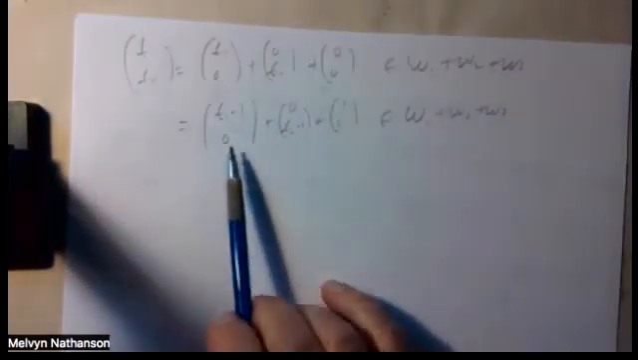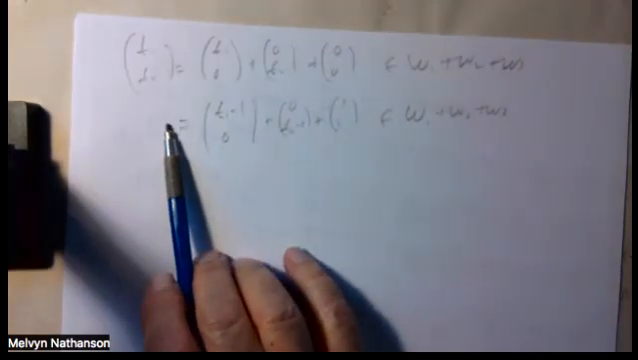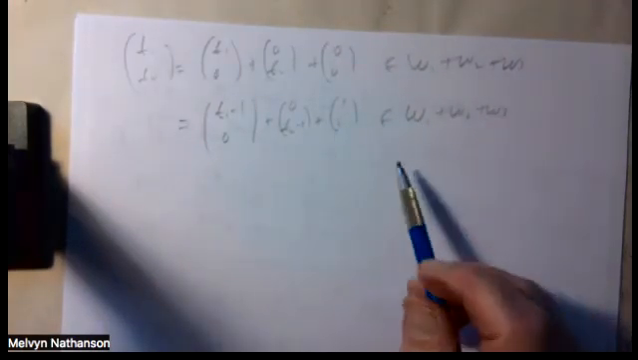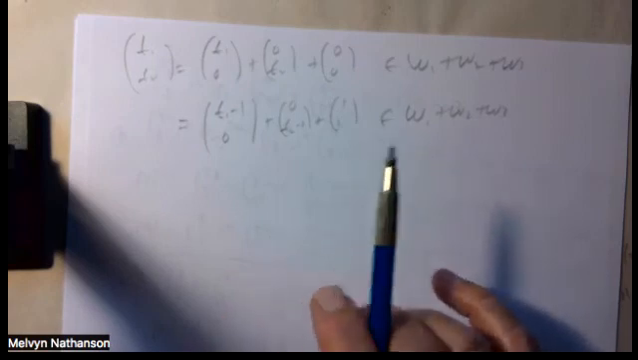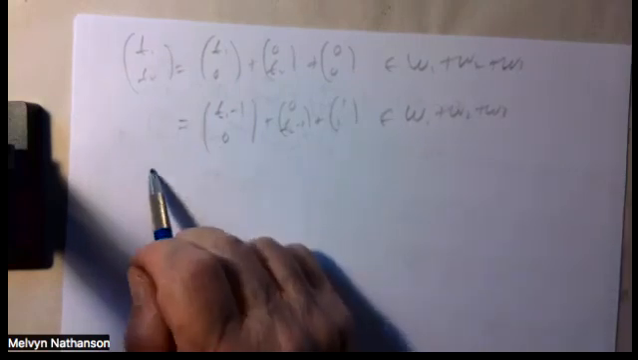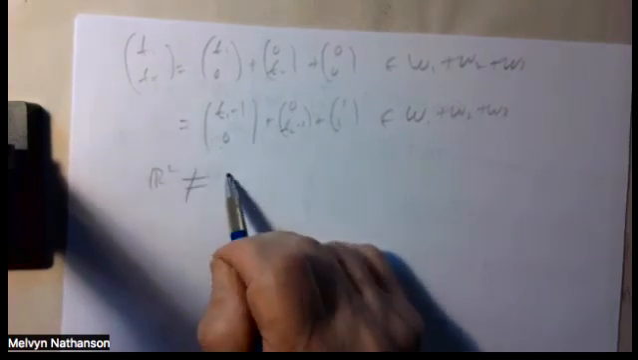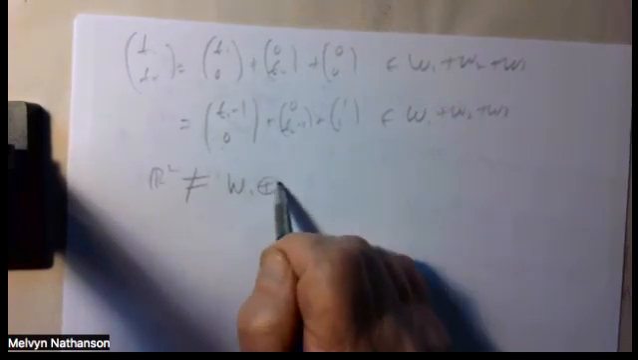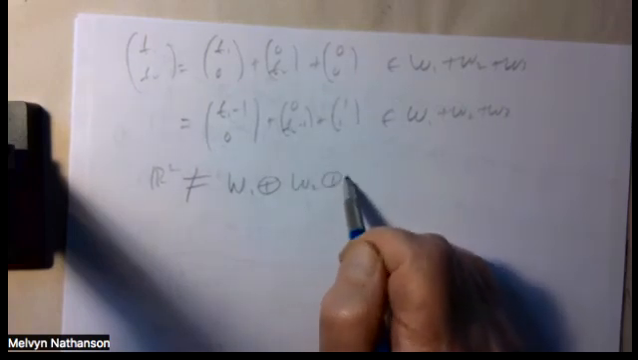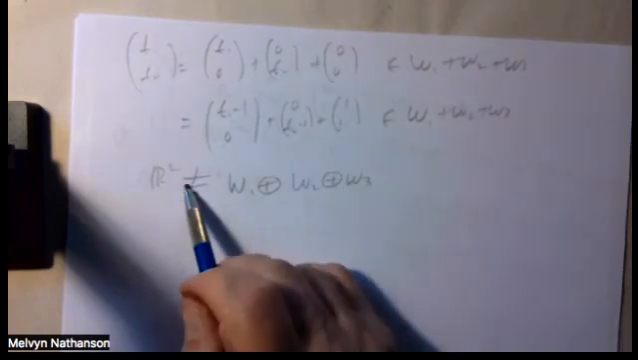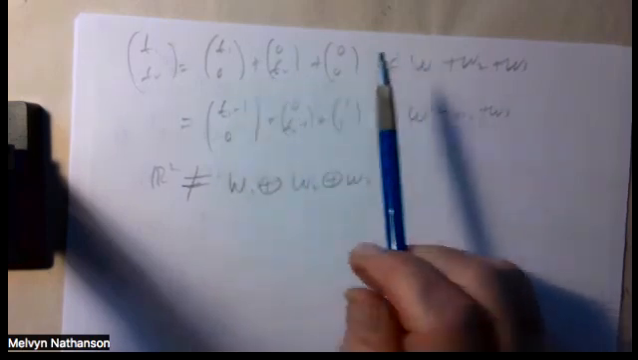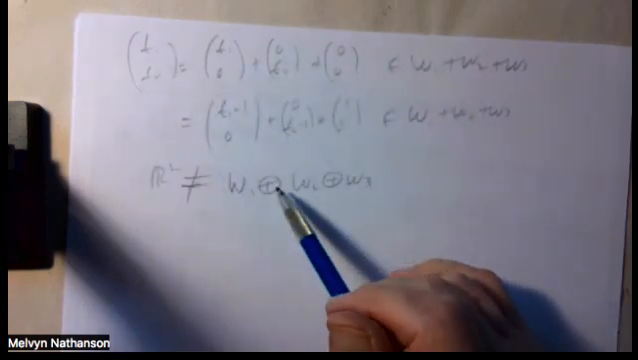So I have two different representations of a vector as a sum of vectors from these three spaces. And if I can do it in two ways, it means I don't have a direct sum. So R2 is not W1 direct sum W2 direct sum W3. It's not, because I can write a vector as a sum of vectors in each of these three spaces in two different ways. Any questions about that?